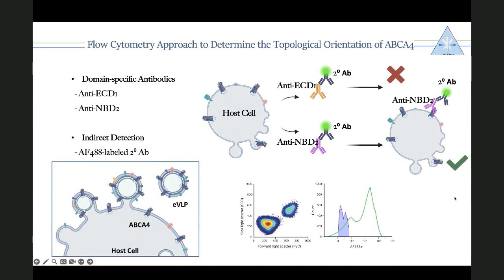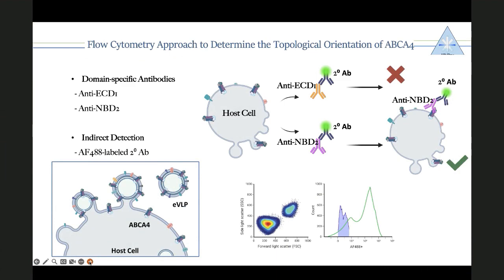So we were hoping that if we could detect our MBD-stained cells under the fluorescent channel, and we don't see any detection with the other antibody, anti-ECD1, that would show us that the ABCA4 has a native and uniform topology on the cell surface. We included various controls, such as isotype control, secondary antibody stainings, and empty VLP-producing cells lacking the ABCA4, and we ran multiple repeats of the experiments.